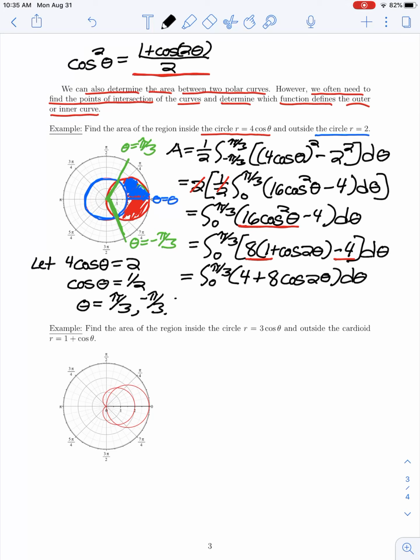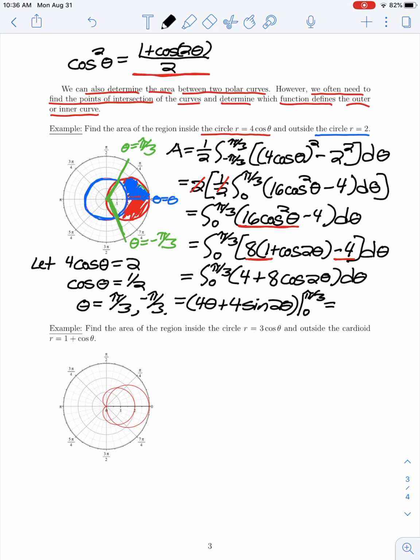So finding our antiderivative, we would have 4 theta plus, taking the antiderivative of 8 cosine 2 theta, when we pick up a factor of 1/2, is 4 sine of 2 theta, which we're then evaluating from 0 to pi over 3.